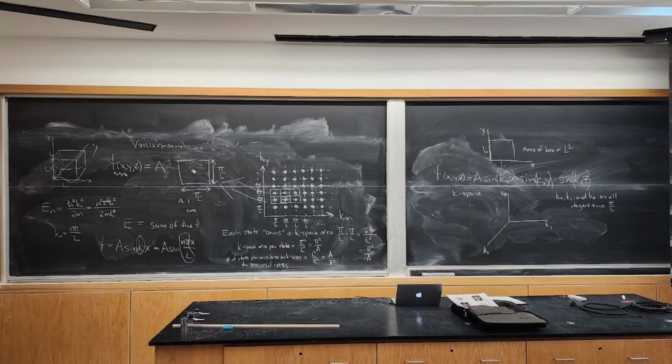And so here in 2 dimensions, we would say that each state owns, if you will, quote unquote, a K-space area of pi over L times pi over L equals pi squared over L squared.